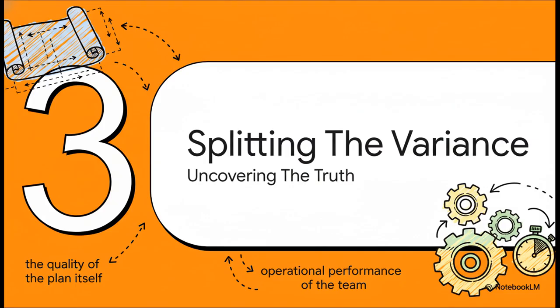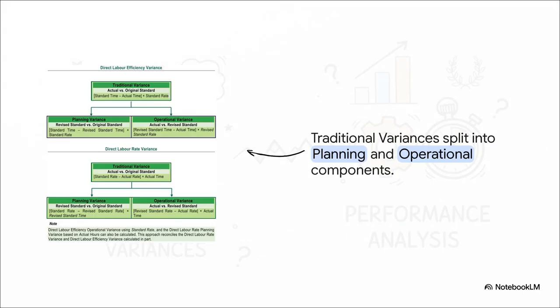One that tells us what was wrong with the plan, and another that tells us how the team actually performed on the ground. This diagram right here is the whole concept in a nutshell. You see, we're taking that one big blurry number and splitting it in two. The planning variance pulls out all the errors in the original budget, things that were totally outside the production manager's control. The operational variance, on the other hand, measures how well that manager actually did against a realistic, updated standard. This is how we get to the truth. This is how you create a fair and accurate picture of performance.